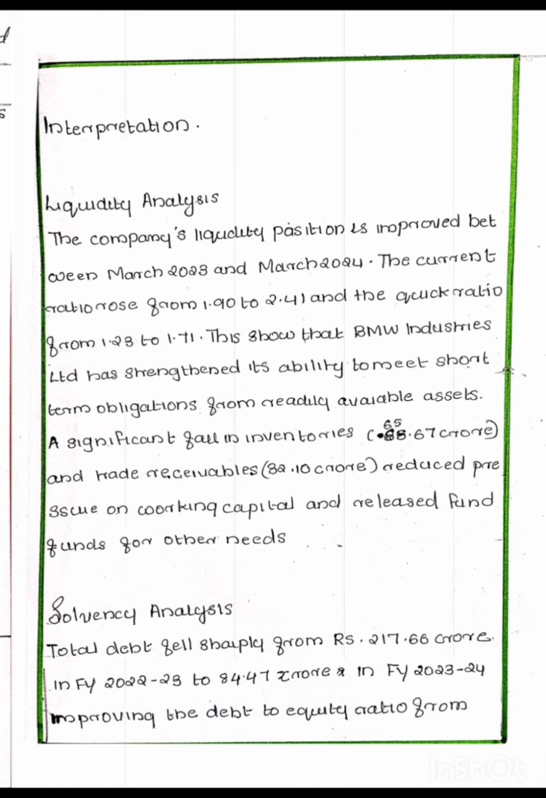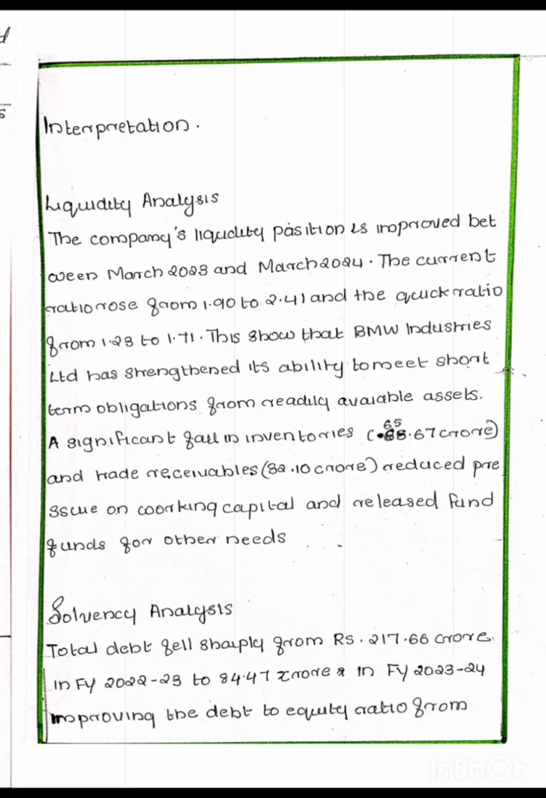The interpretation: the company's liquidity position improved between March 2023 and 2024. The current ratio went from 1.90 to 2.41 and the quick ratio from 1.23 to 1.71.